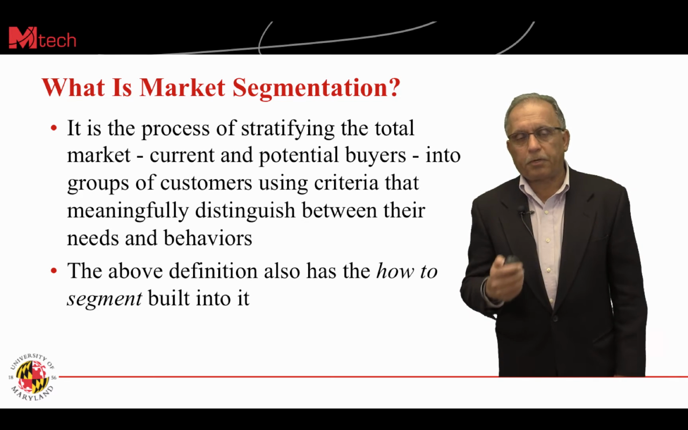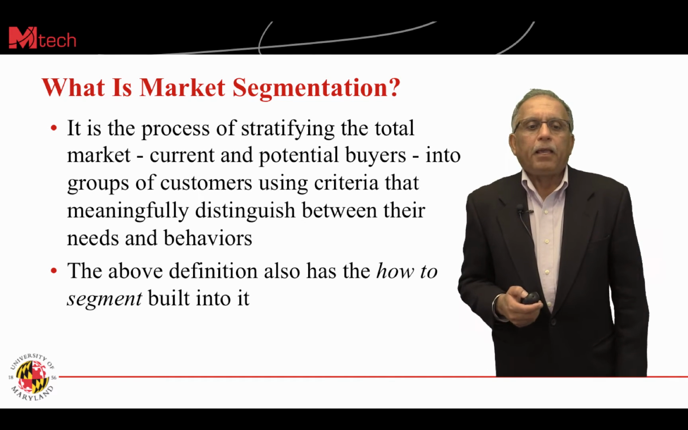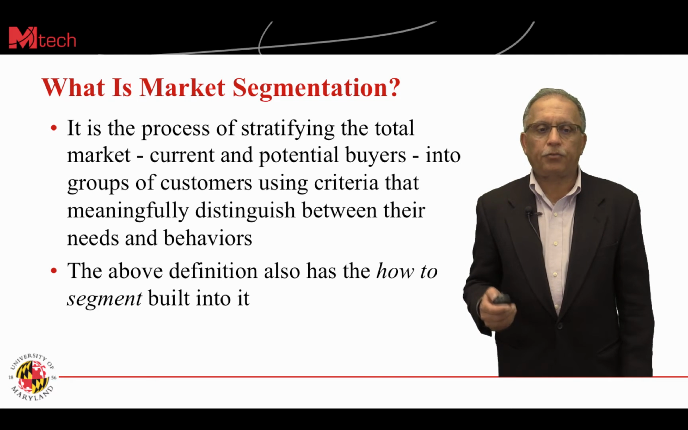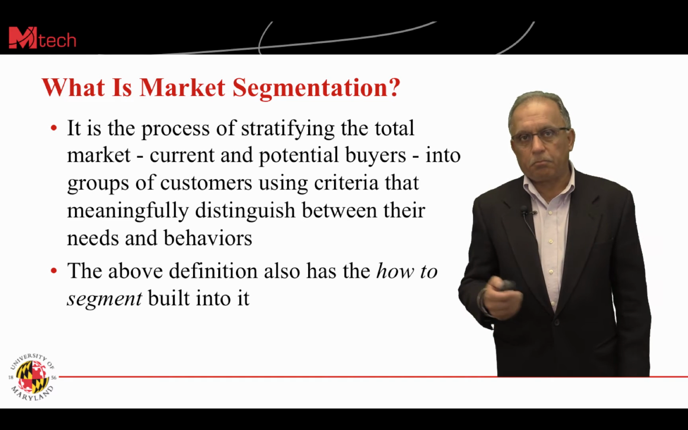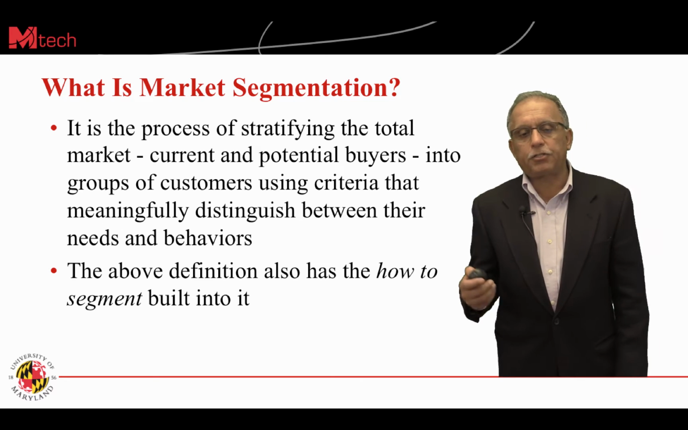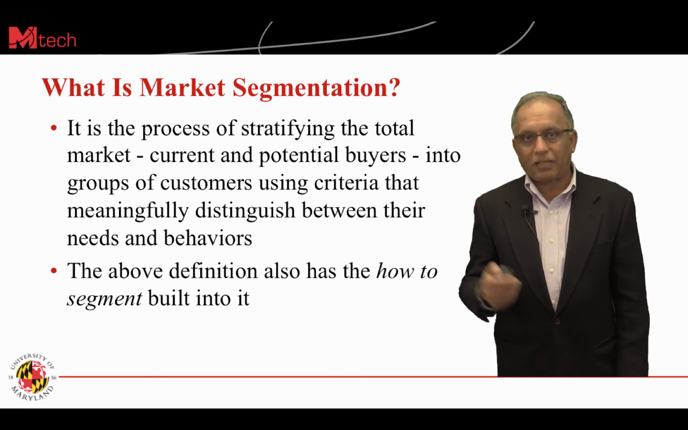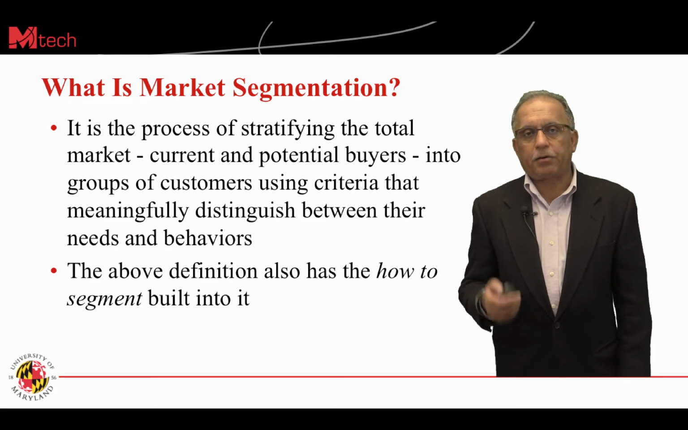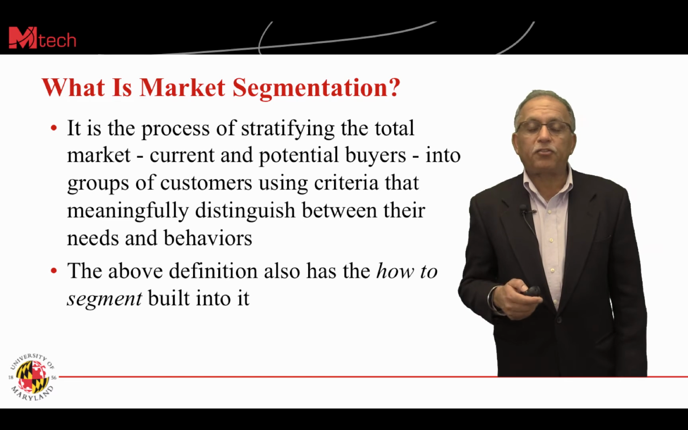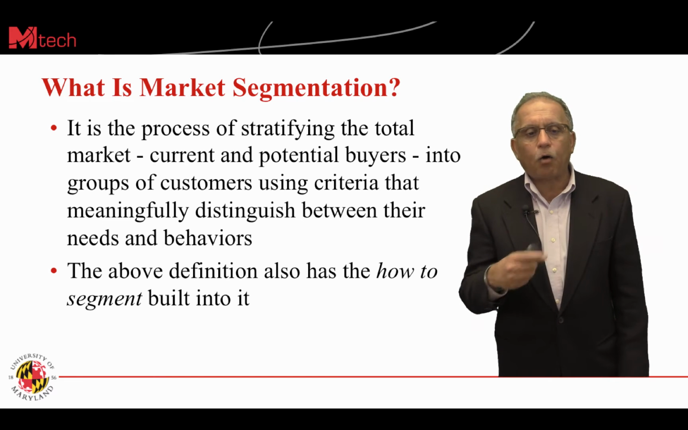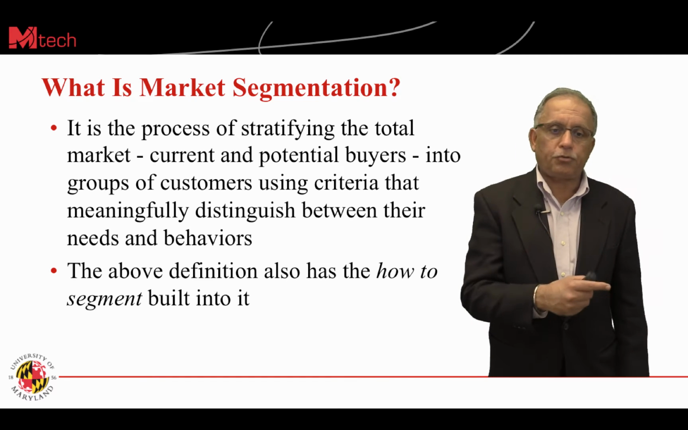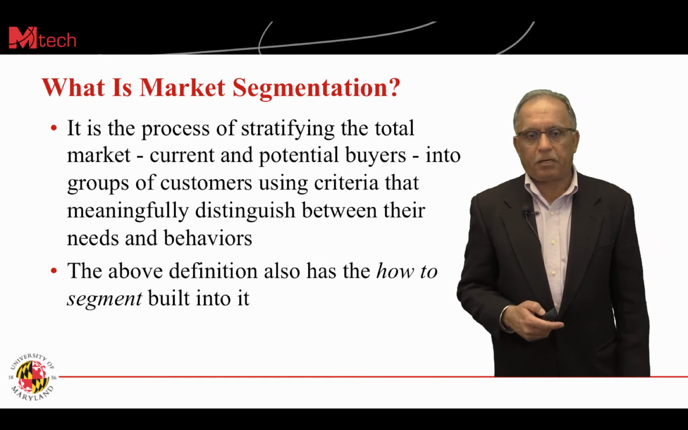I've already talked about it, but it's important to mention it again. It is the process of stratifying the total market, current and potential buyers, into groups of customers, smaller groups than the total market, using criteria that meaningfully distinguish between their needs and behaviors. That's the end goal. We need to select criteria that would then meaningfully distinguish between their needs and behaviors. The above definition, as you can see, also has the how built into it. How do we segment the market? By selecting criteria that will produce those meaningful differences in needs and behaviors.